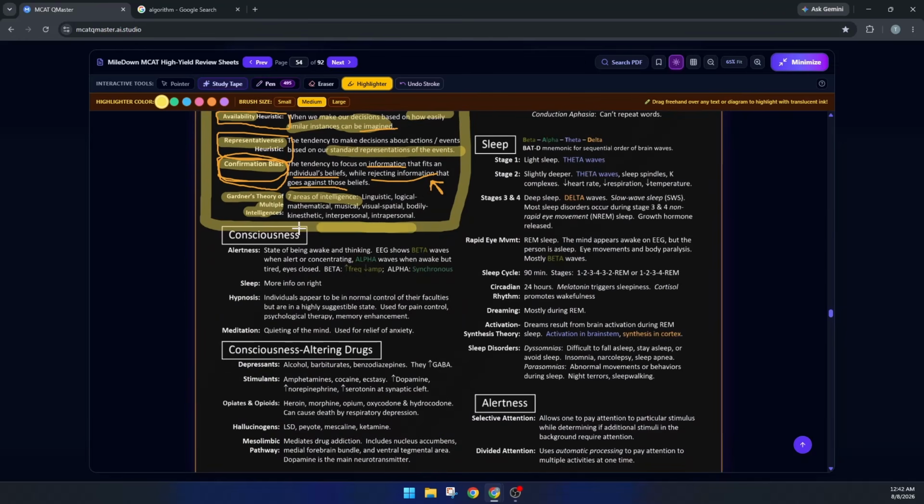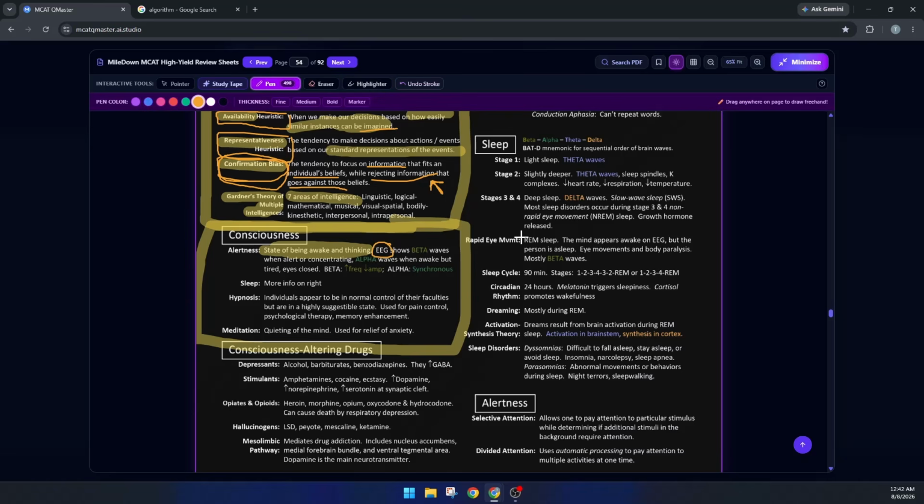Let's do consciousness. Consciousness means your alertness. How alert are you in the state of being awake and thinking? So you could be fully fallen asleep, right? Scientists figured this out with the EEG. We talked about EEG in like chapter 1, right? That's a way of measuring your brain through electrodes and the electrical signals that are happening in your brain. That's what the EEG is doing. And if the EEG shows beta waves, then you're alert or concentrating.